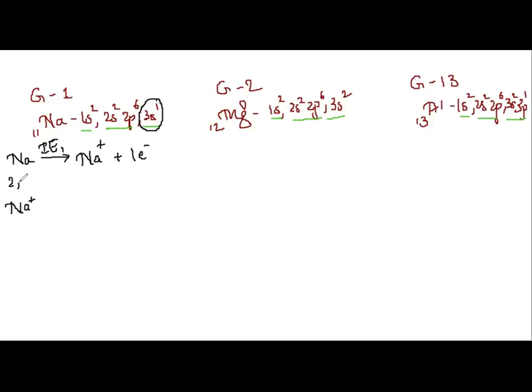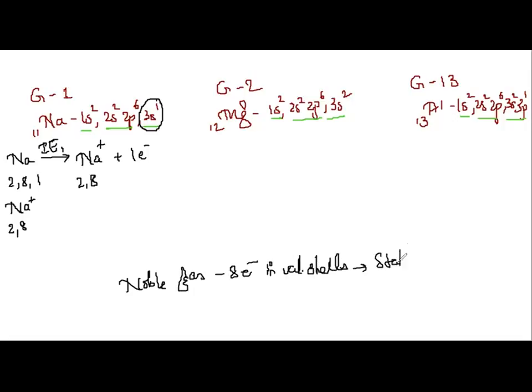I will write it as 2 electrons in the first shell. Second shell, how many electrons? 8 electrons. Third shell is 1 electron. When this 1 electron from the outermost shell is lost, it will form the configuration 2, 8. And always remember, noble gases have 8 electrons in their outermost shell. Because of this, they account for high stability.